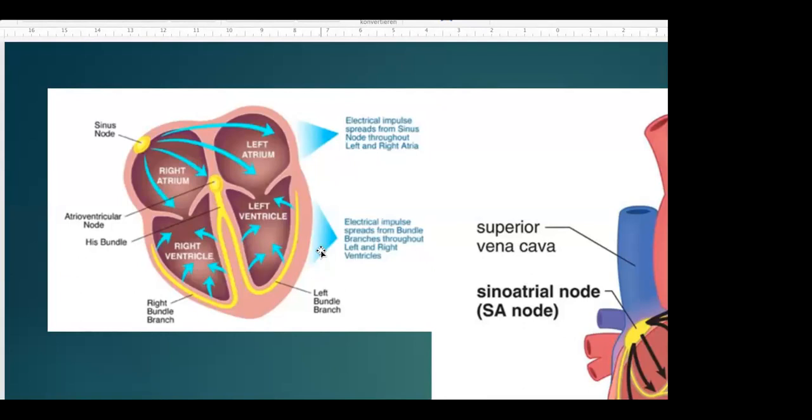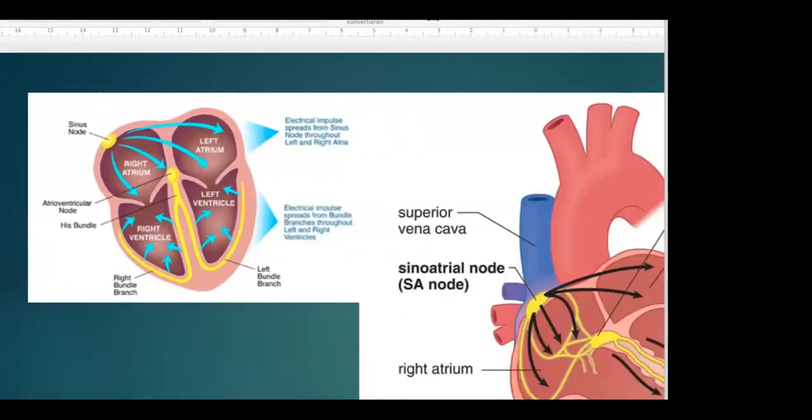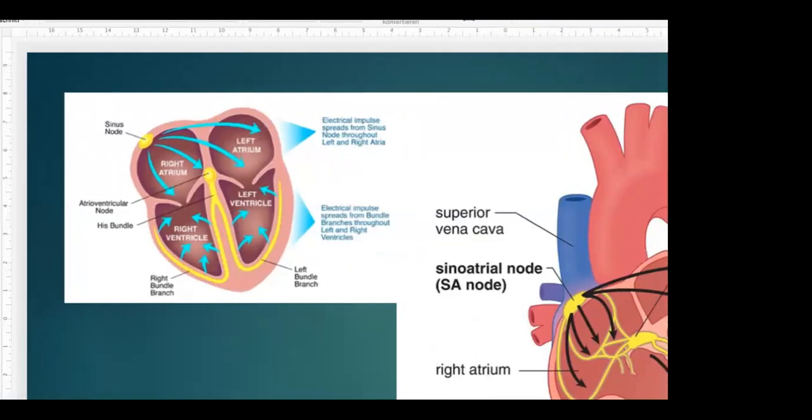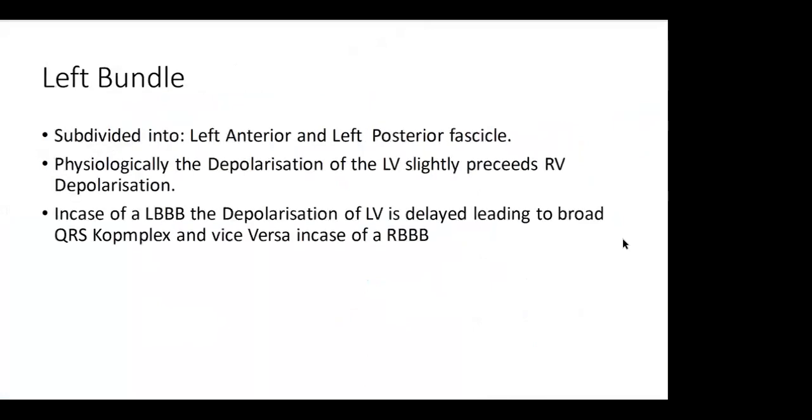So if we talk of the left branch, it can be classified into anterior, posterior, and the septal branch. So next. Right, and we go to the left bundle. I said it before, it's subdivided into anterior and posterior fascicle.